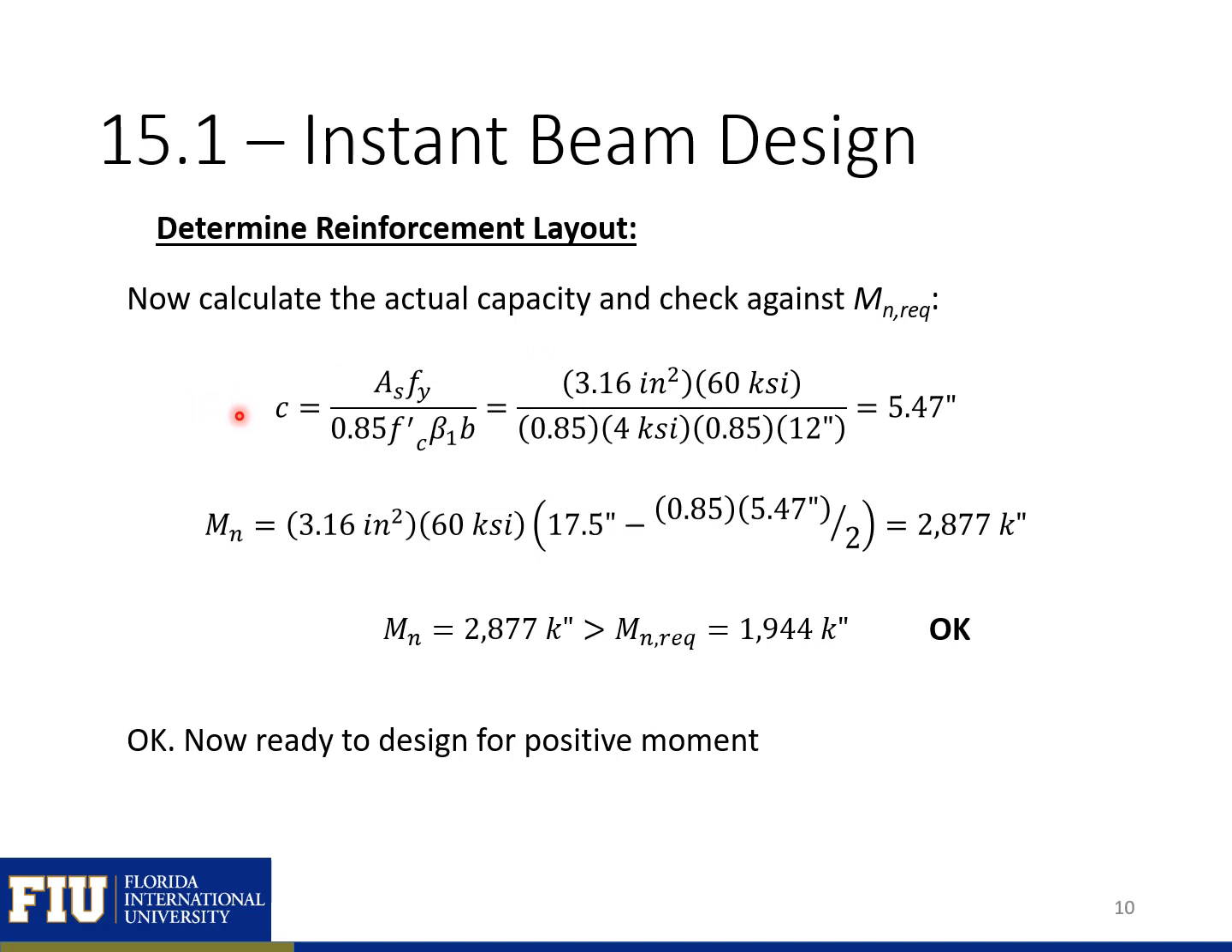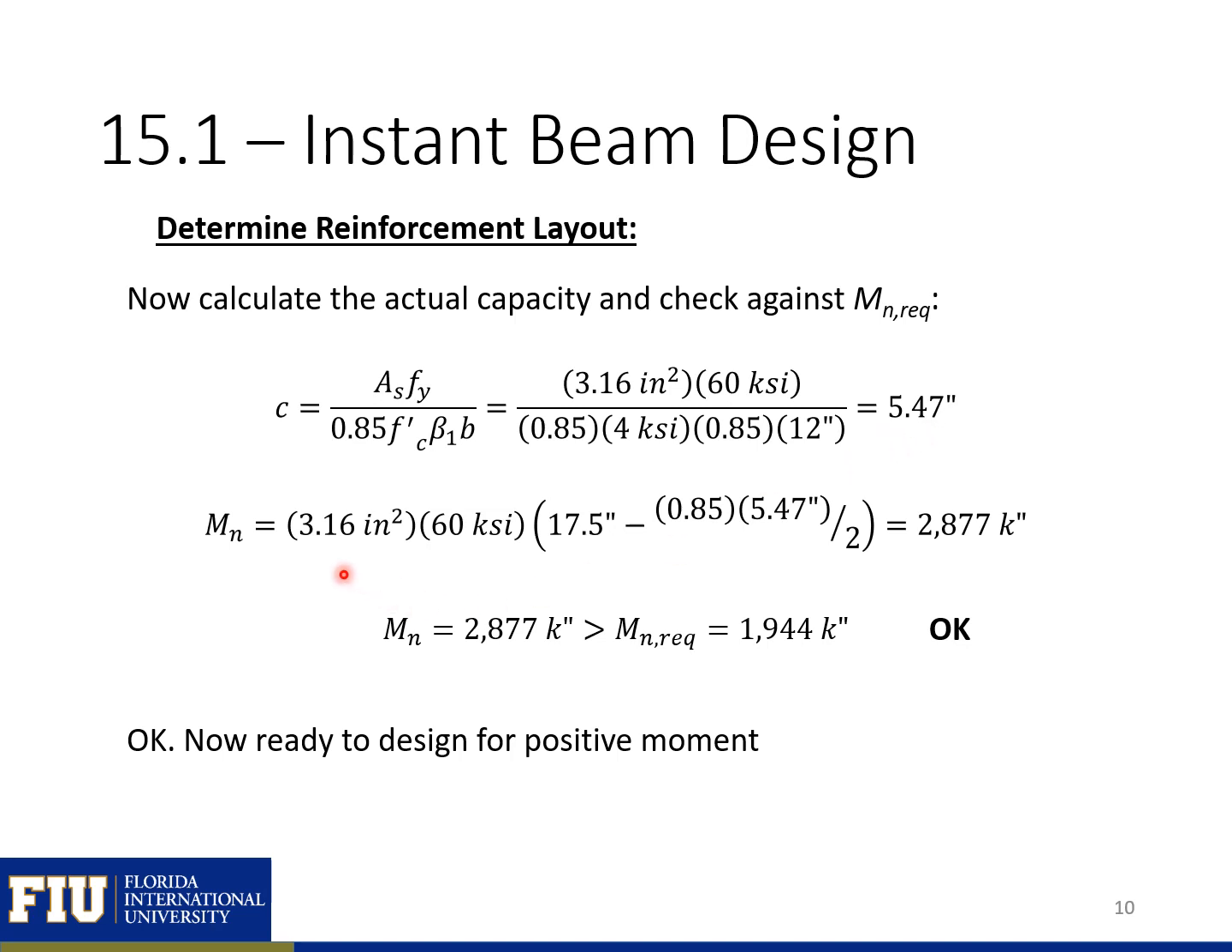So our C from equilibrium will be equal to our tension force, As fy, so 3.16 square inches times 60 ksi, divided by 0.85 times f'c, 4 ksi, times our beta 1, which depends on our f'c. So for 4 ksi, our beta 1 is 0.85. And then our b, the width of our compression block, is 12 inches. So that'll give us a c of 5.47 inches.